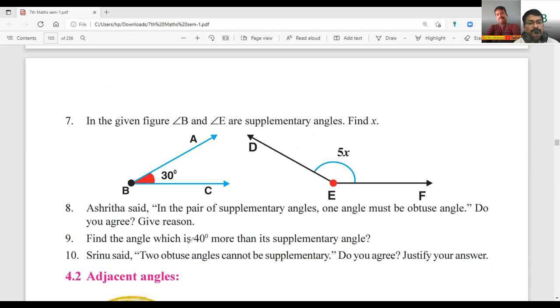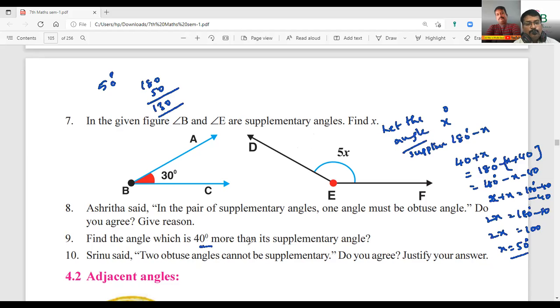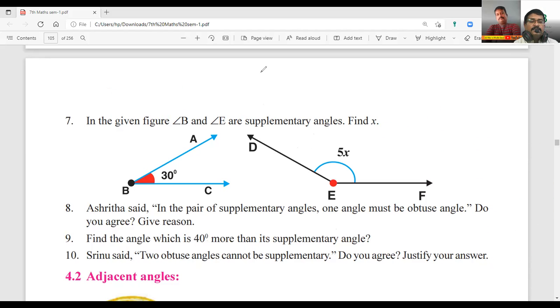Find the angle which is 40 degrees more than its supplementary angle. Suppose x is an angle, then what is its supplementary angle?